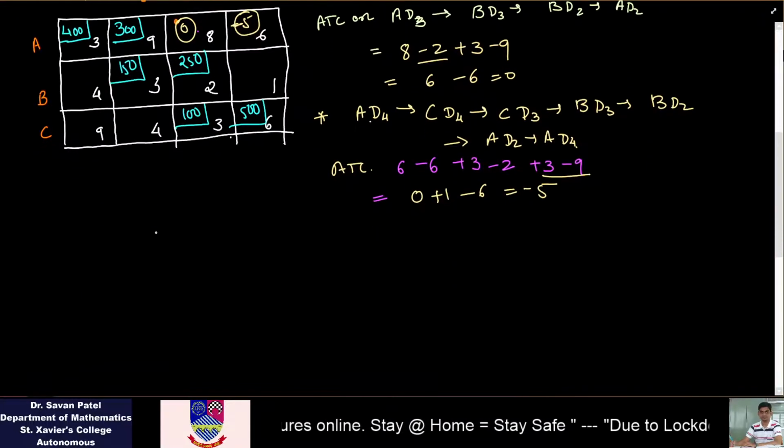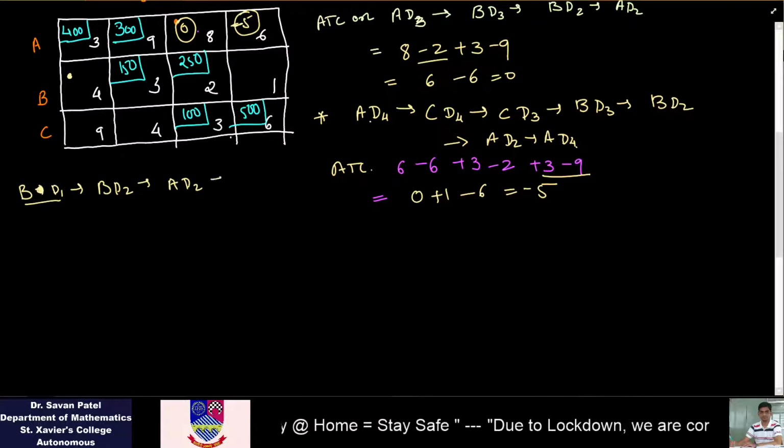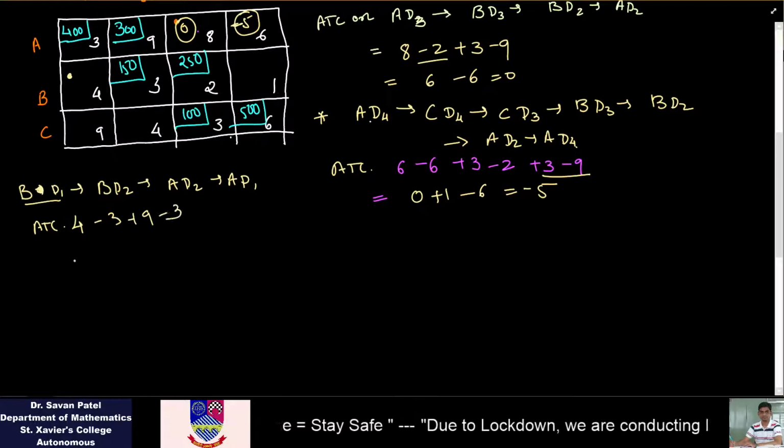Now continue this way. If I want to transport from this point, then B to D1, I am directly writing BD1. Then my loop is from here to here and come back. That is BD1 to BD2, BD2 to AD2, AD2 to AD1, and then come back. In that case, the additional transportation cost is plus 4 minus 3 plus 9 minus 3. So it is minus 6, 9, so 3, 4 plus 3, it is 7. So here the additional transportation cost is 7.